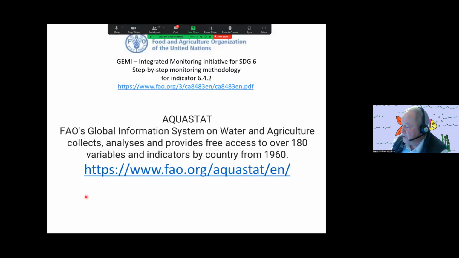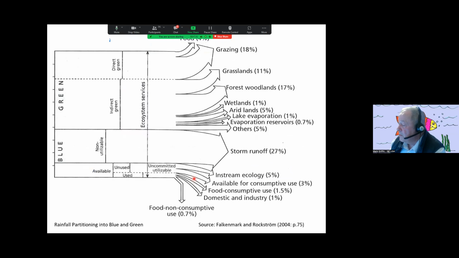Some of the data, which has been available for a long time, since 1960, is Aquastat, which now uses satellite imagery, and that's at this site. So all the data you want is free, and you can get agricultural data from there. This is another way to show partitioning. It's just another type of diagram to show what goes where. You would apply this to a particular area.